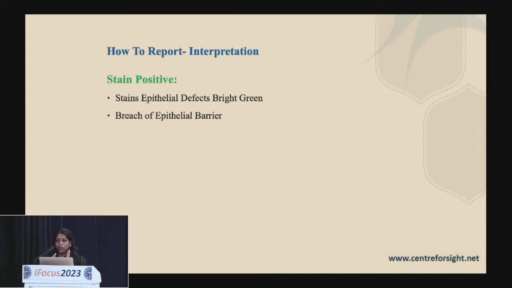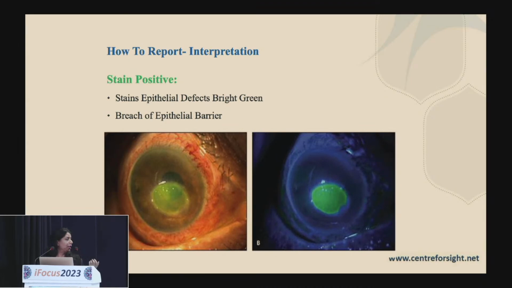Because you're using this most commonly, how to interpret and how to report fluorescein? It can be reported as stain positive. Stain positive is a stained epithelial defect, bright green. It shows the breach of epithelial barriers. So if you see this clinical picture with the blue filter, you can see the defect is there, okay?